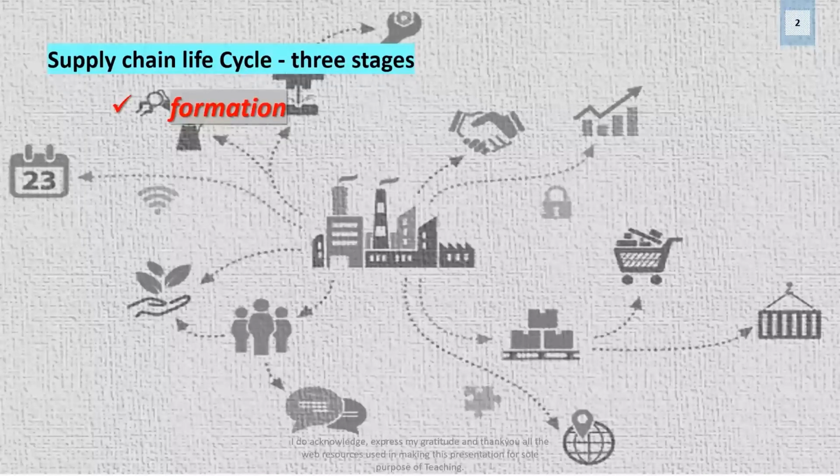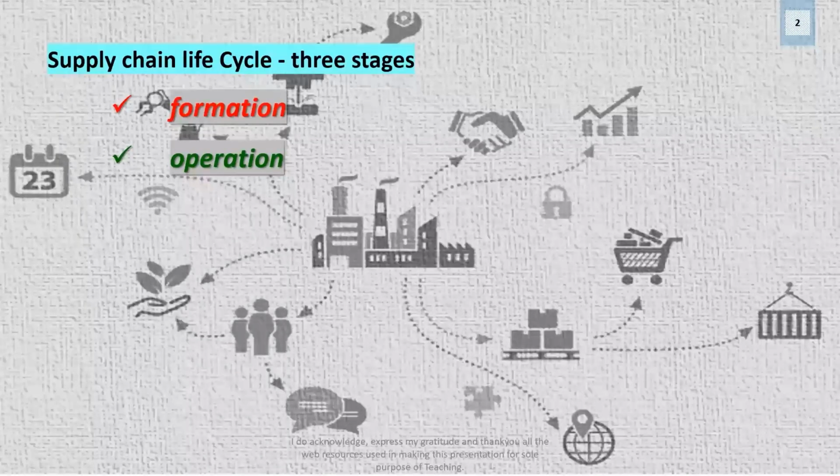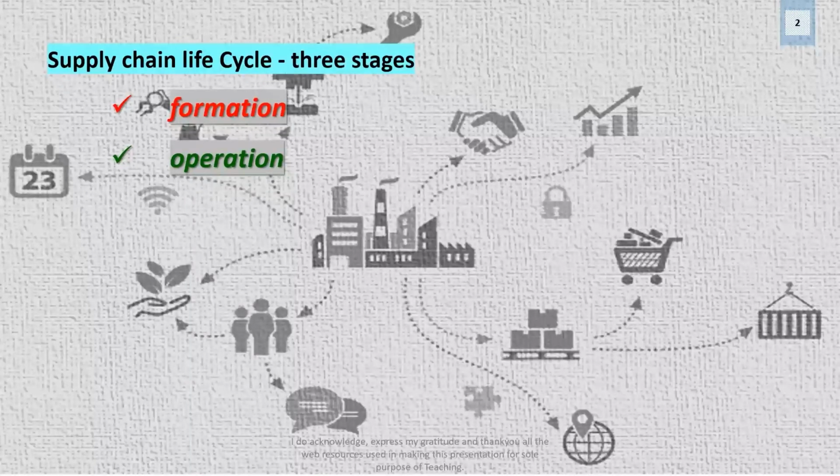First is formation. We are forming the supply chain management. We are establishing the supply chain procedures, policies, and plans in place. Once the whole strategy is finalized, when the things are implemented on ground, things are realized, that completes the process of formation.